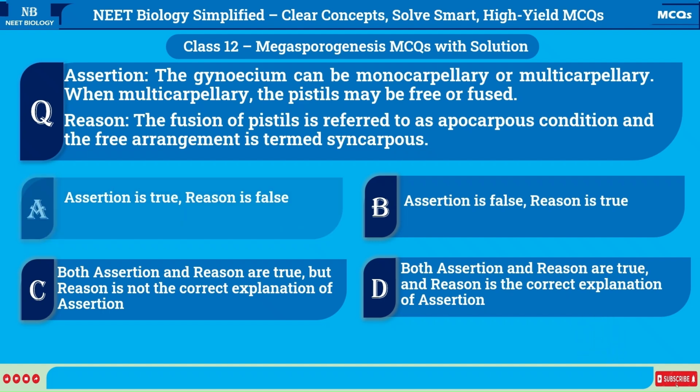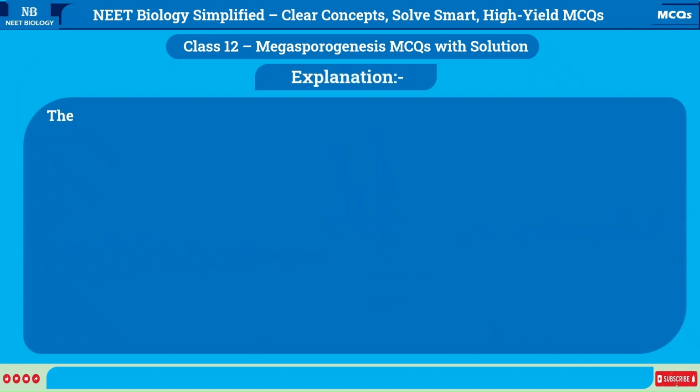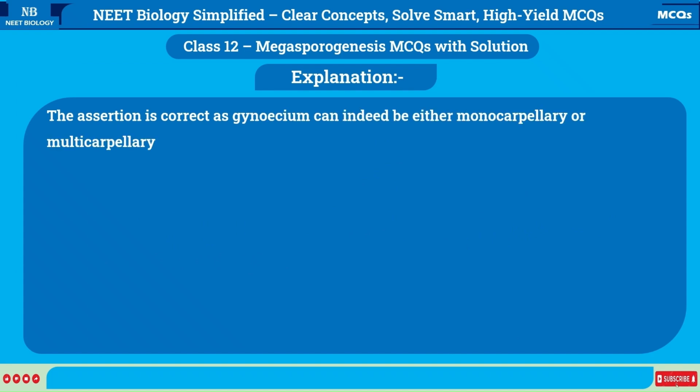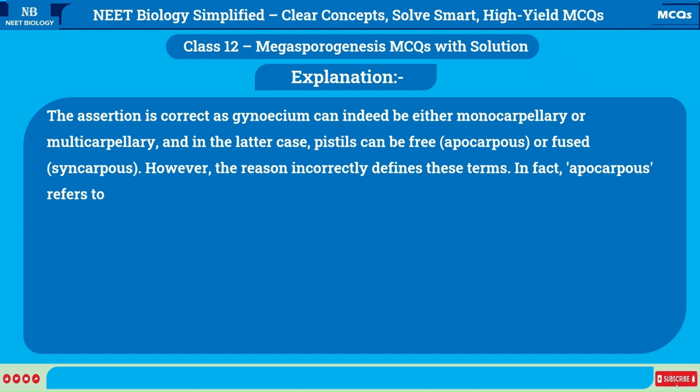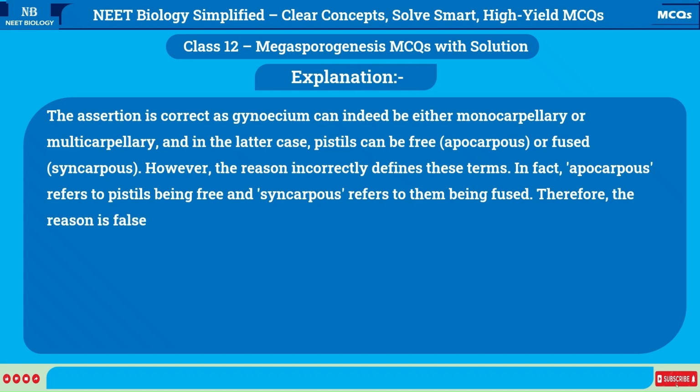Correct answer is A. Assertion is true, reason is false. Explanation: the assertion is correct as gynoecium can indeed be either monocarpellary or multicarpellary, and in the latter case, pistils can be free, apocarpous, or fused, syncarpous. However, the reason incorrectly defines these terms. In fact, apocarpous refers to pistils being free and syncarpous refers to them being fused. Therefore, the reason is false, making option A the correct choice.